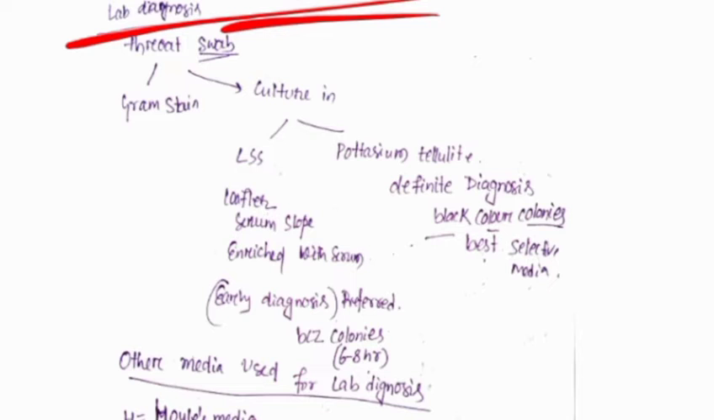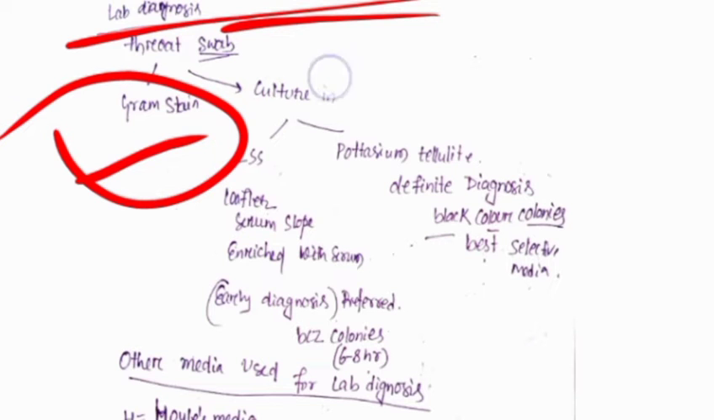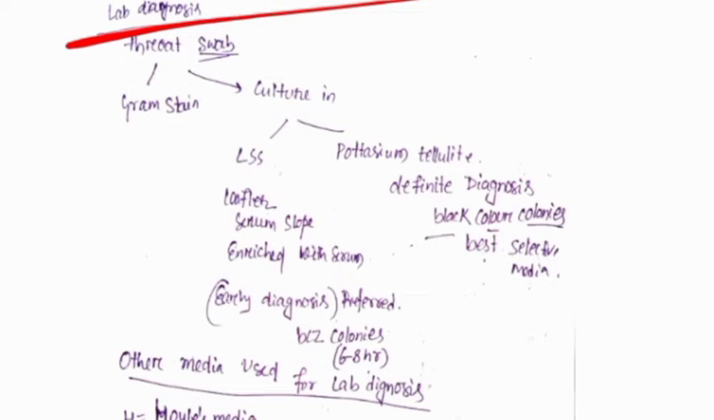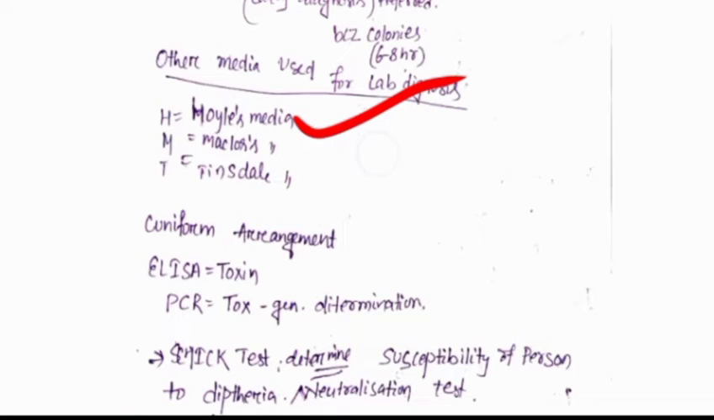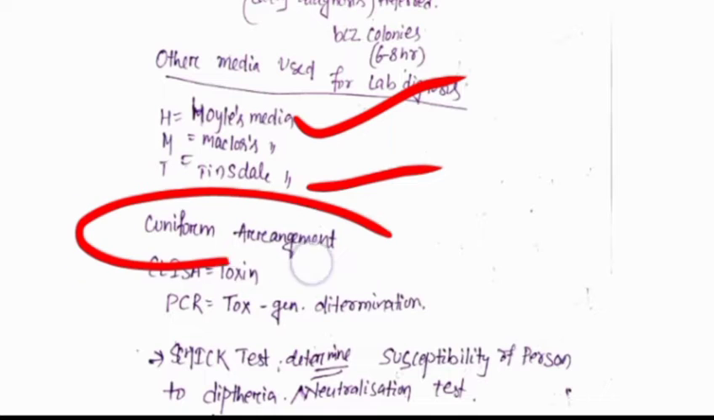By taking the throat swab, we divide it into two parts. One is used for gram staining and the other for culture. Culture is the most sensitive, because by culturing we can know whether it is a staphylococcus, a streptococcus or a diphtheria. Potassium tellurite and LSS media, that is Loeffler's serum slope media, are used for the diagnosis. The other media used are Hoyle's media, McLeod's media and tellurite media. When we culture, we find a Chinese letter-like arrangement.